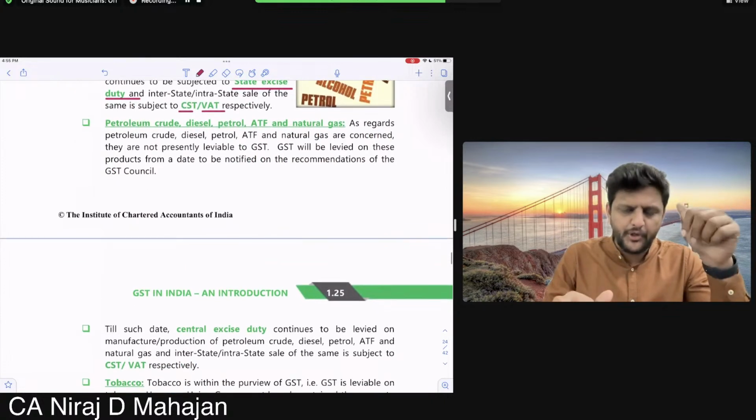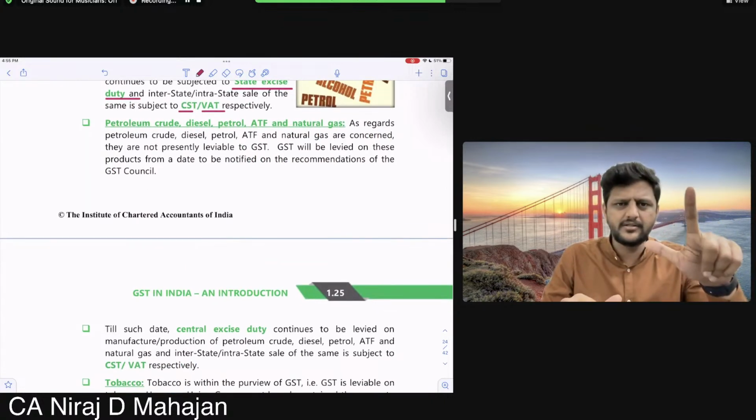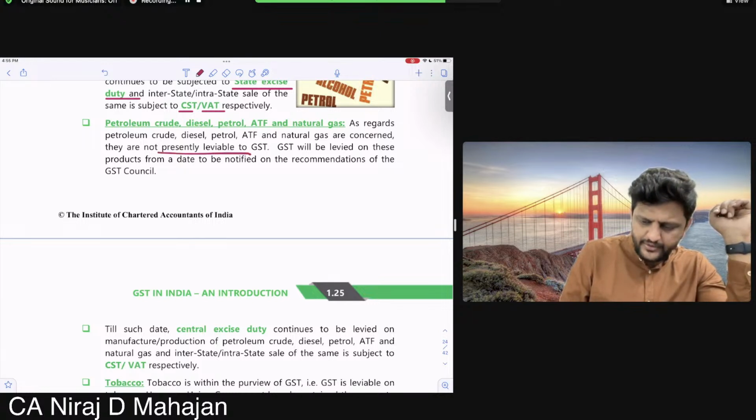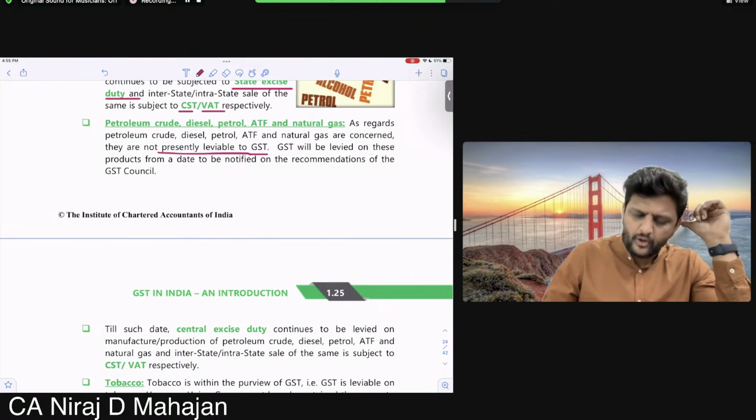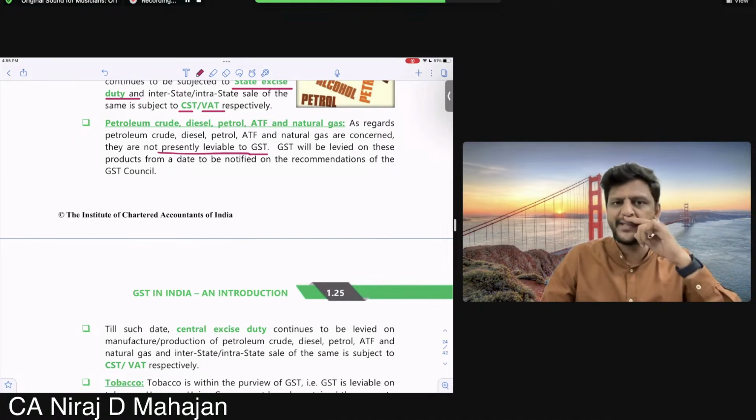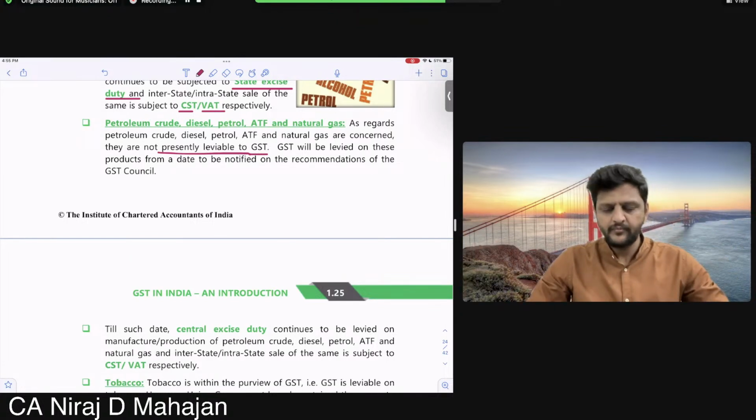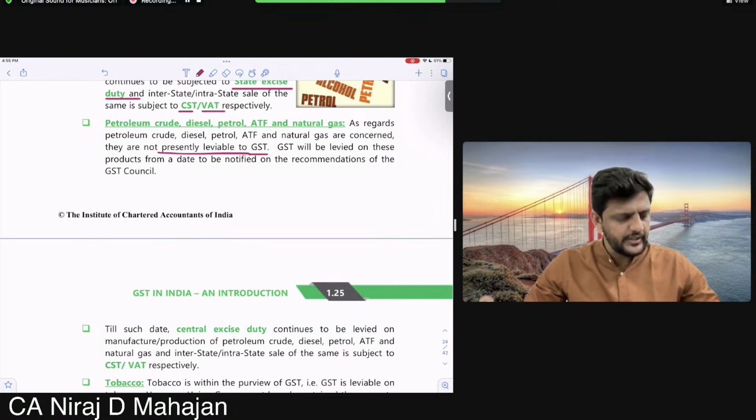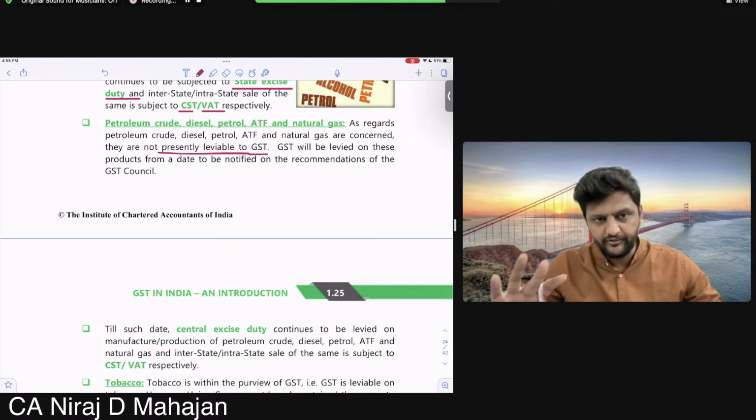Petroleum, these 5 items. Petroleum crude means crude, diesel, petrol, ATF and natural gas. These are not presently leviable to GST. GST is not applicable on them. GST will be levied on these products. So they are considered under GST, but no rate of tax is applicable on them right now. GST will be levied on these products from a date notified on the recommendation of the GST Council. So there is a GST Council which will inform how much GST rate is to be applicable on these items. Not yet notified. Okay?